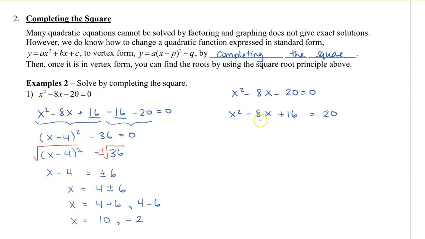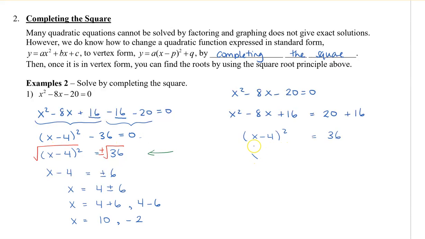Now, if I add 16 to the left side, to maintain the equality, I also need to add 16 to the right side. So now what I can do is factor my left side, and this factors to be x minus 4 all squared. On the right side, now I have equals 36. So this, you can see, looks just like this step over here. The only thing is that I moved the constant over first, and then I completed the square. Now, I kind of like this method because my constant's already moved over to the right, which I know that I have to do anyways if you look at this step over here that I did on the left side.